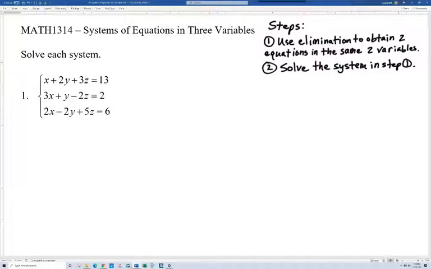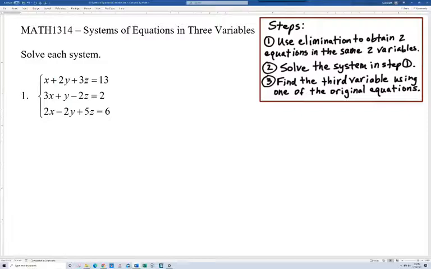So in step one, we have a system of two equations in two variables. In step two, we're solving it. And then finally in step three, we're going to find the third variable using one of the original equations. So when we solve the system that we came up with, we'll get two of the variables, and we get the third by using one of the original equations. All right, so let's go ahead and get started.